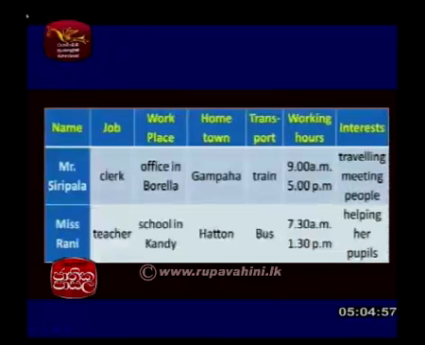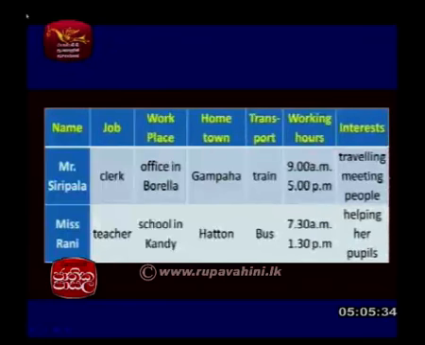Yes. So you can see the chart now. It has been divided into name, job, workplace, hometown. I hope you can understand hometown. Hometown means what is it, Tiranya? Place where you live. Yes, place where you live. And transport, how you come to your workplace or anywhere, working hours and interests.